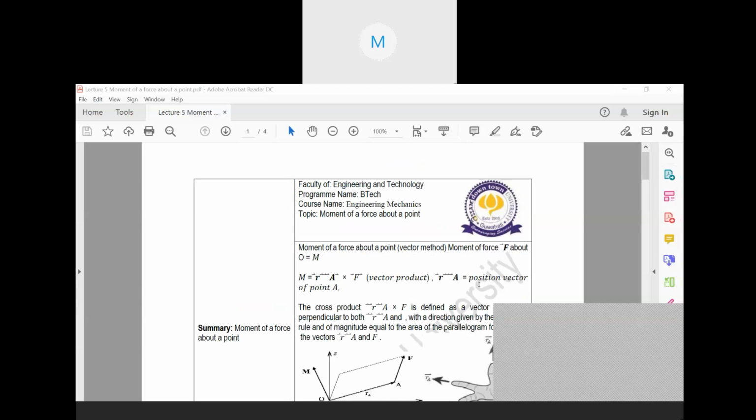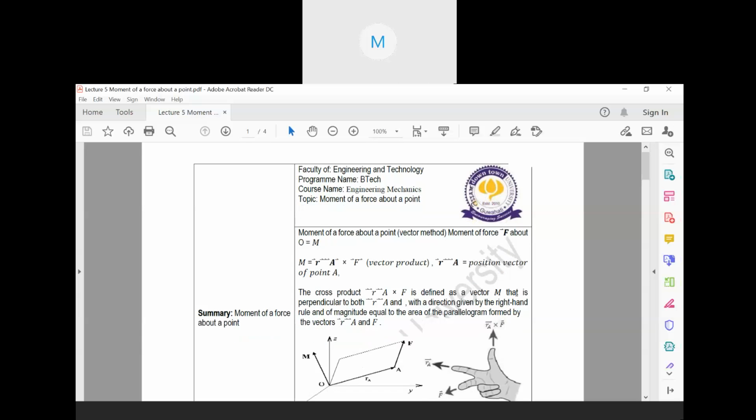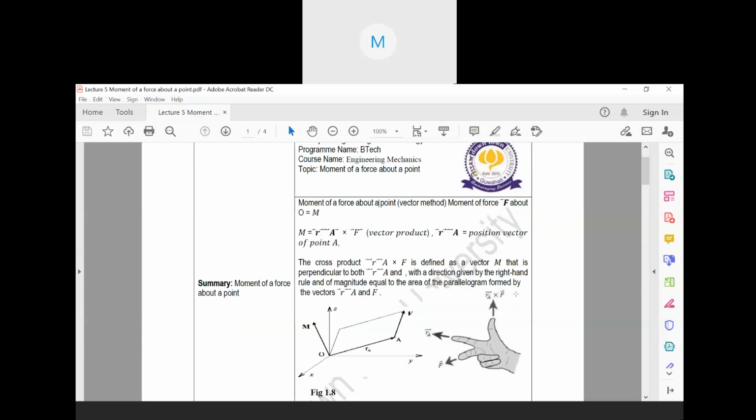So now let us see about moment of force about a point by vector method. If there is a vector, that means there will be both magnitude and direction. Yes or no? If there is both magnitude and direction, we will have the direction component also. So for the vector product, the moment is given by M equal to RA into F.